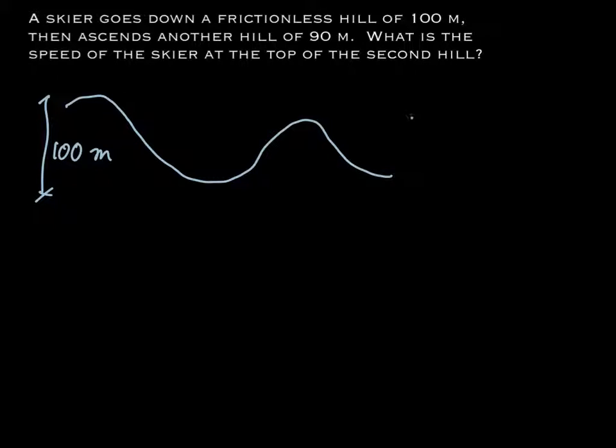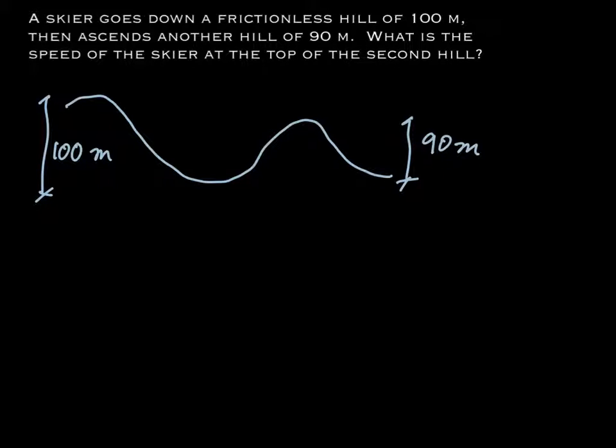So we have a skier goes down a frictionless hill of 100 meters, then ascends another hill of 90 meters, and our job is to find the speed of the skier at the top of the second hill. So if we start out with a picture, there's our first hill and here's our second hill. This original height here is 100 meters, and this height of the second hill is 90 meters. So we could say that this 100 meters is our initial height and this 90 meters is our final height.